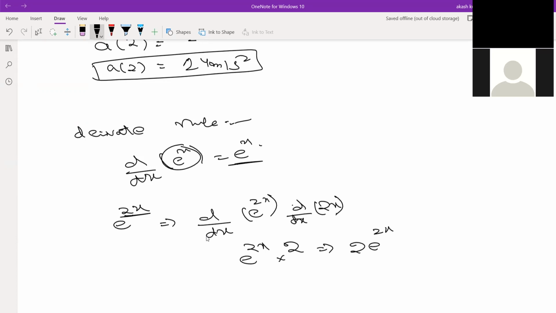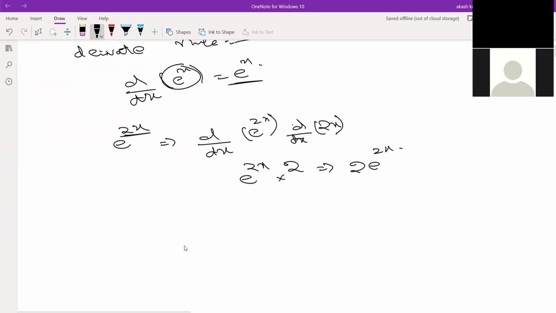I got confused a little bit. Can you just do it again, please? Yeah, sure. Let's take another example. Like we have e raised to the power 5x, and we have to take its derivative. So its derivative will be the derivative of e^(5x), using this rule that the derivative of an exponential function will be itself.